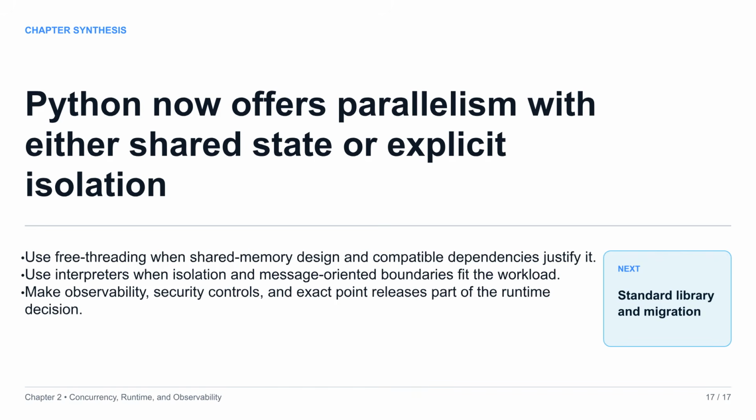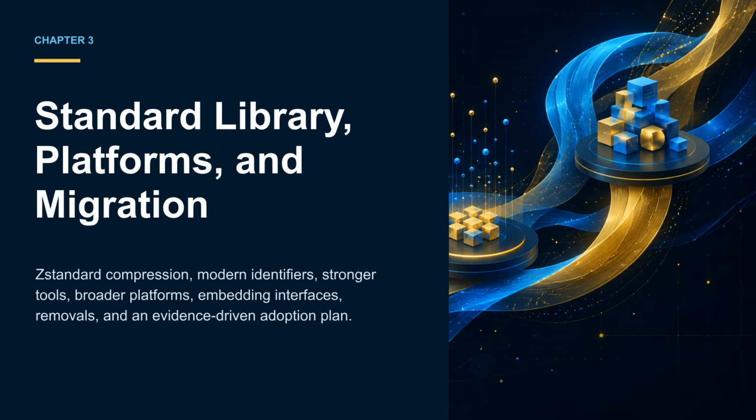The final chapter turns from runtime architecture to the standard library, platforms, C integration, removed interfaces, and a practical upgrade sequence. The final chapter turns Python 3.14 into an upgrade plan. Several new modules provide substantial capability without third-party dependencies, led by Zstandard compression, annotation inspection, template support, and interpreters. Existing modules gain modern identifiers, friendlier command line behavior, asynchronous debugging, and better syntax tree tools.